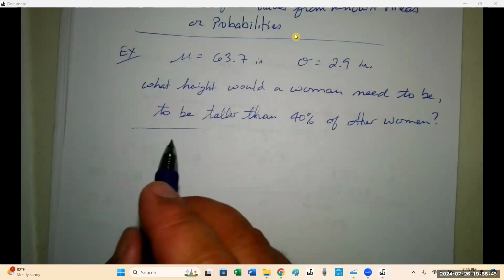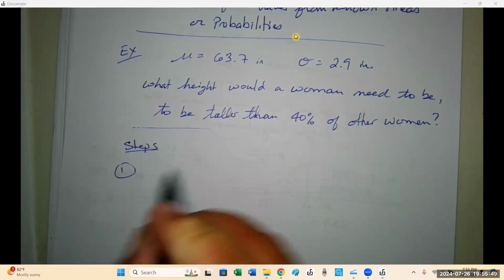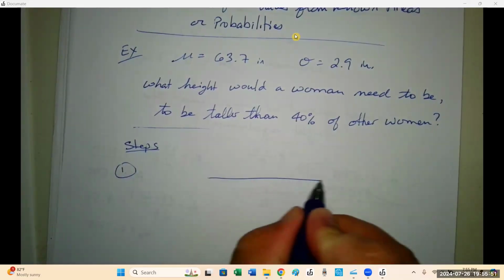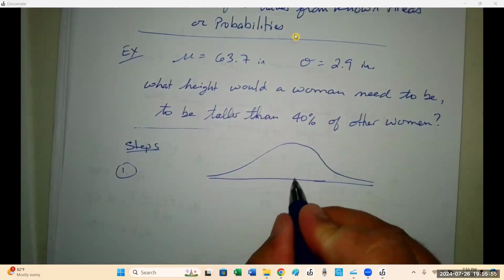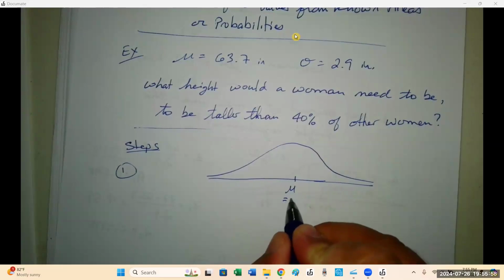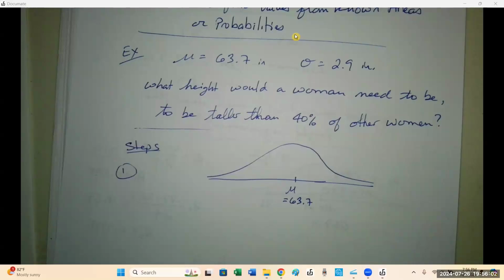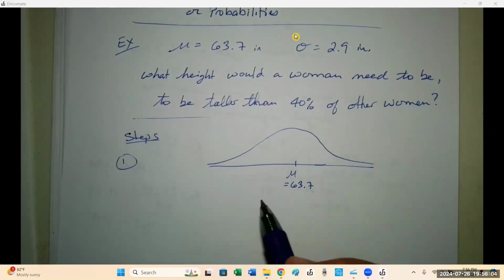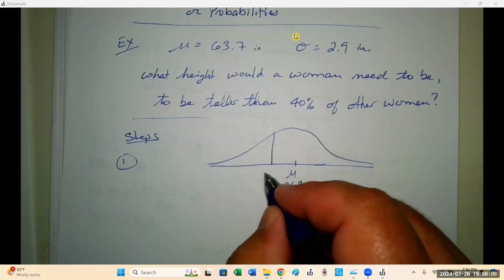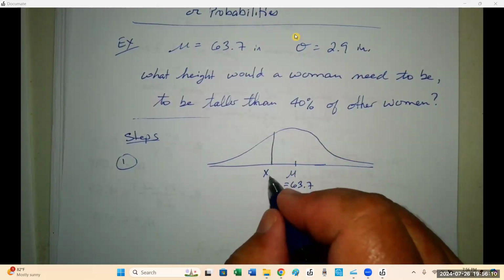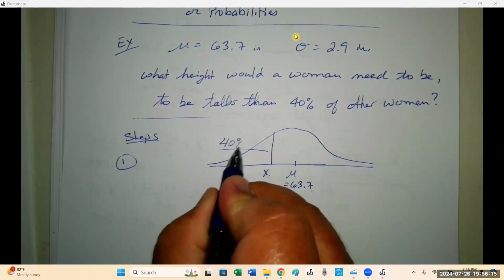So the first step we have to do is graph. We have our mean in the middle, that's 63.7. Remember, that's at 50%. So I want to know what is that X value where it's bigger than 40%.